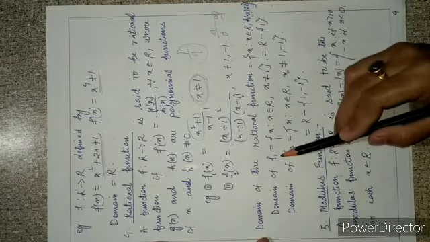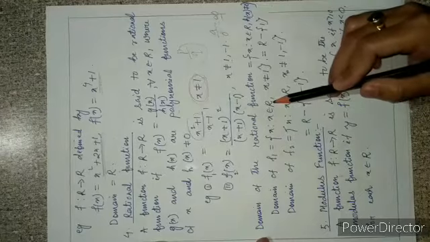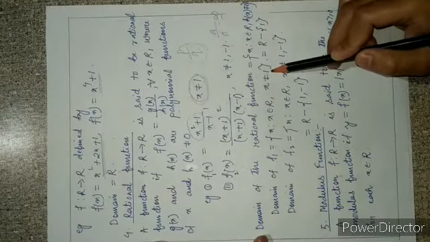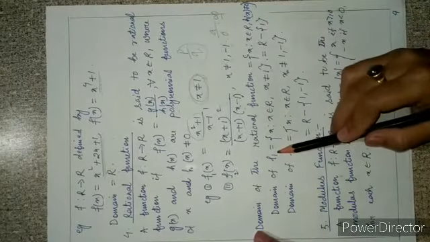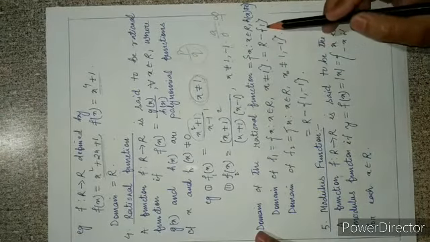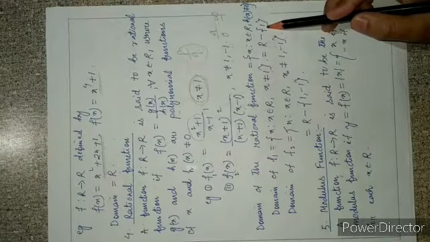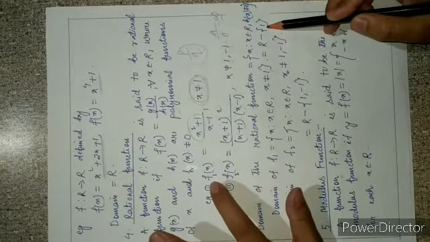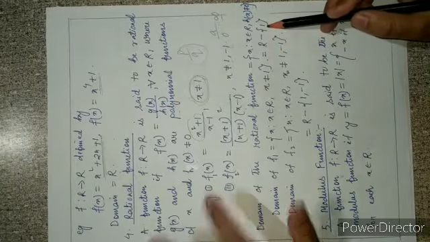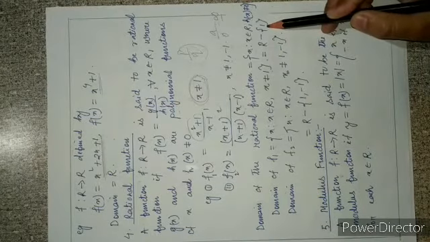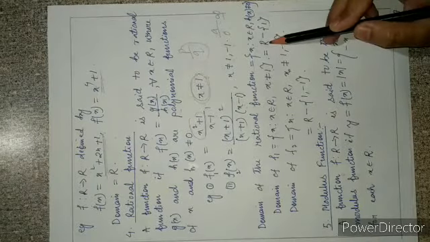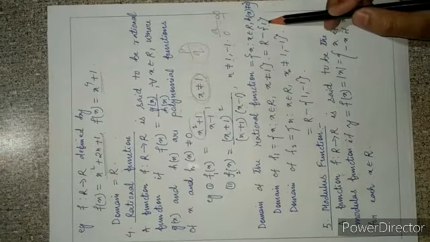Domain of the function f1 is x belongs to R, but x not equal to 1. And so the domain of the function f1 will be the set of real numbers minus 1. That is R minus the set containing 1, the set of real numbers excluding the element 1.